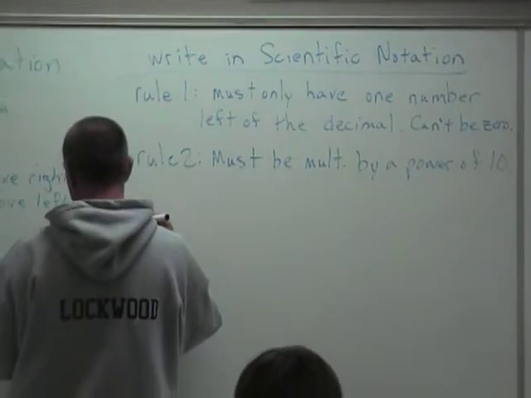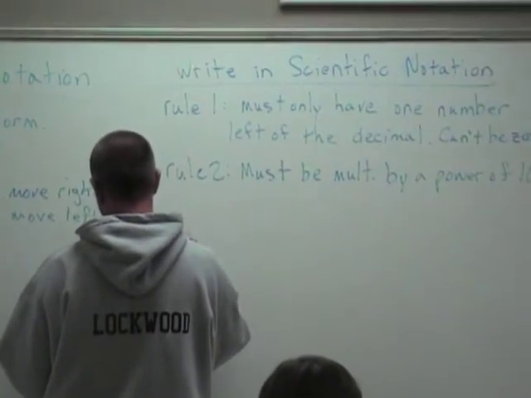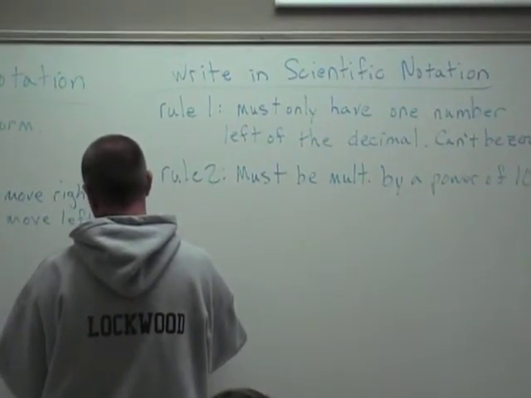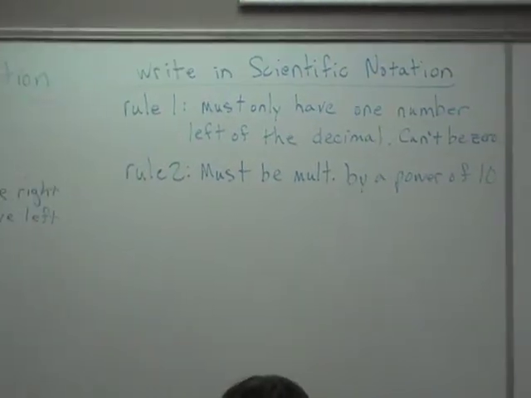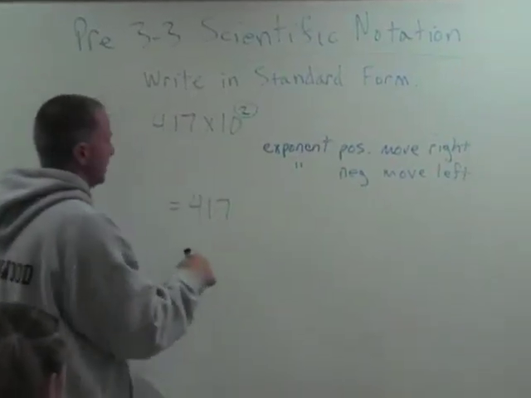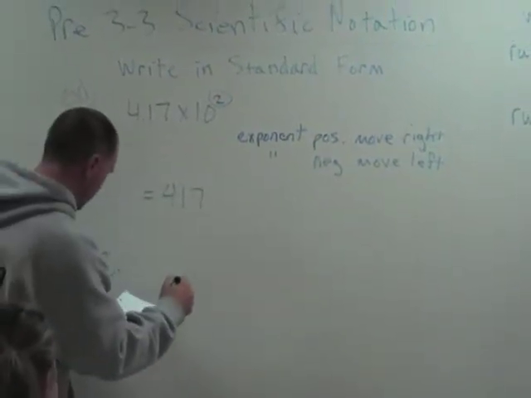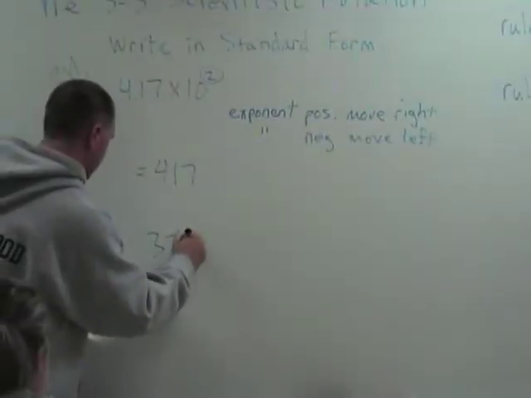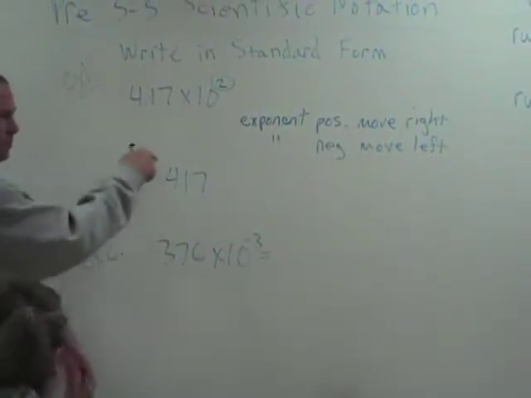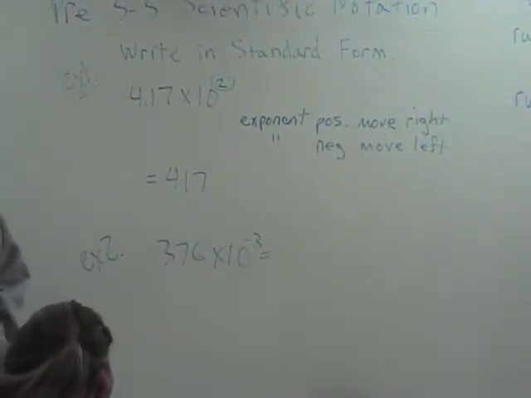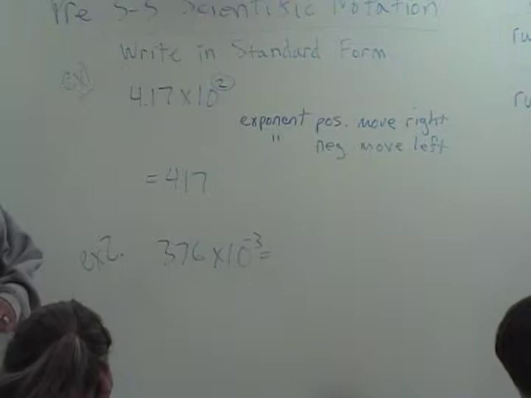Example 2. I was going to do another example on that. Let's do example 2 here. You don't have to write this down if you don't want to. I want to make sure we got this part. I forgot to put this down. 376 times 10 to the negative 3. What's that answer going to be? If you're going to write it in standard form. Give everybody a chance to get that.